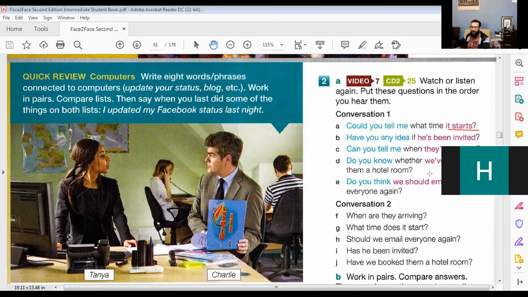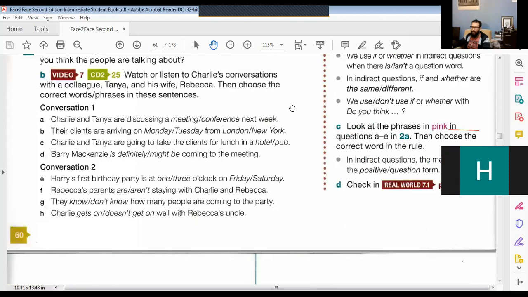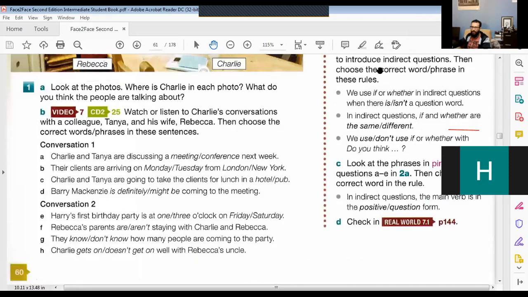They're arriving. We can use the, because if it's a question form, it would be has he been invited? And instead of they're arriving it would be are they arriving? And instead of we've booked it would be have we booked, right? This is if it were question form. But all of them here are in the positive form. So this means it's in the positive form, not in the question form.